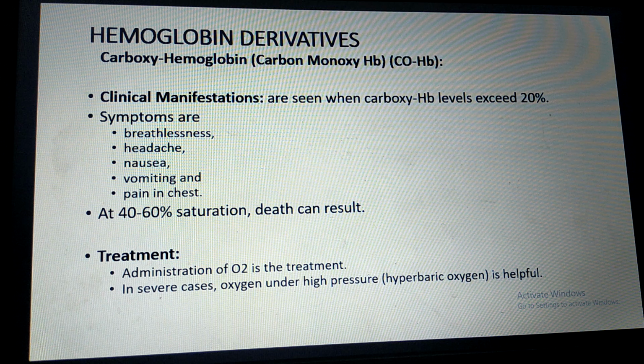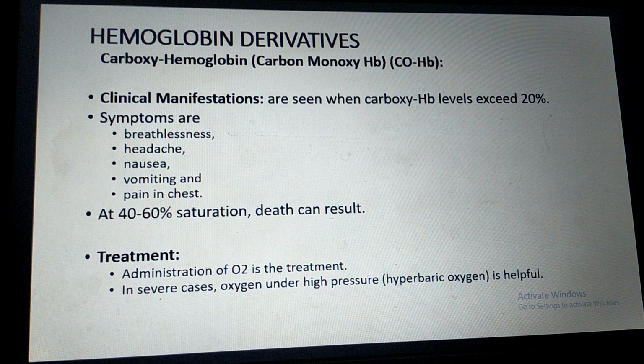Now, how will you treat this patient? Such patients are treated with administration of oxygen, or in severe cases, oxygen under pressure, which is also called hyperbaric oxygen, is also given to these patients.